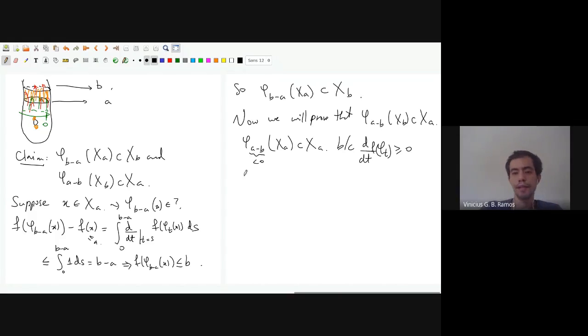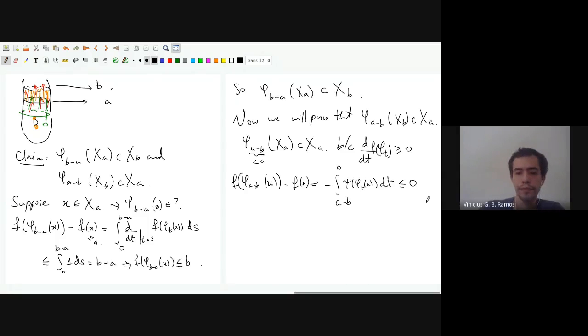Okay, this is because, let me just write it like this. f of phi of a minus b of x minus f of x is the integral from 0 to a minus b of... or if you want, maybe it's better to say this is minus the integral from a minus b to 0 of psi of phi t dt. And this thing is always greater than or equal to 0, so this is going to be less than or equal to 0.